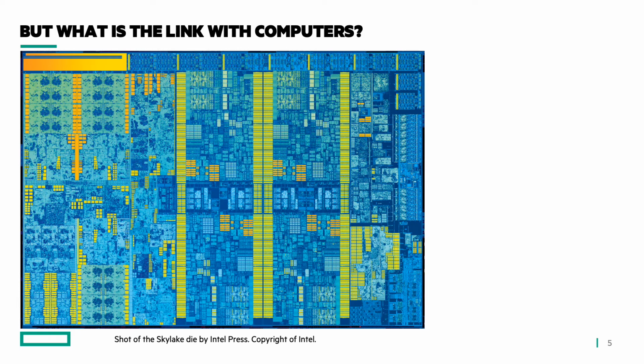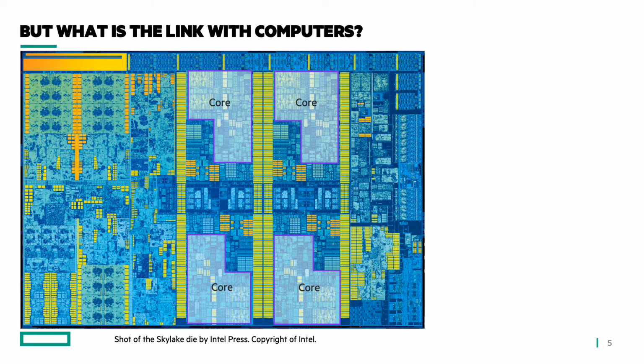This is a very close shot of a processor with Intel Skylake architecture. You find there the teacher, called cores, and the three groups of students, called caches, in which data is temporarily stored.